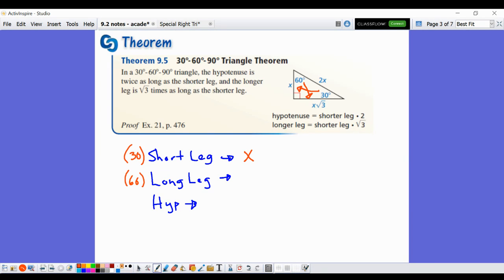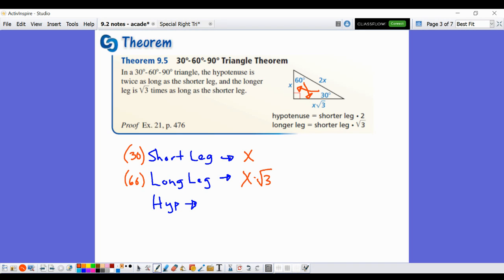And the relationship there is going to be whatever the short leg is, multiply that value by the square root of 3. So if the short leg were 8, then the long leg would be 8 roots of 3. If the short leg were 2 roots of 3, now we'd have to take 2 roots of 3, multiply by root of 3, get a value for the long leg.